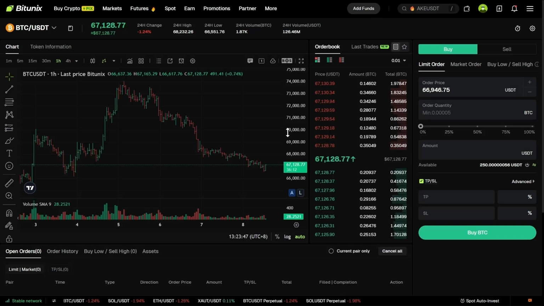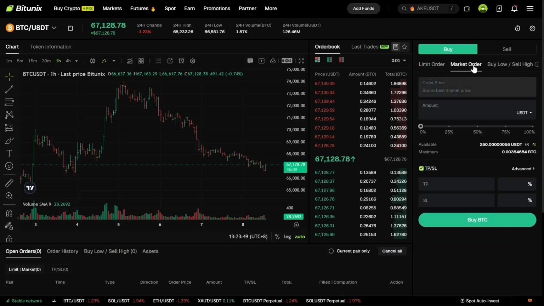For this tutorial, we will be doing a market order, as we want our order to execute immediately. We will be buying 250 USDT worth of Bitcoin. We can see I have this box ticked off that says TP and SL. This is a take profit and stop loss order.